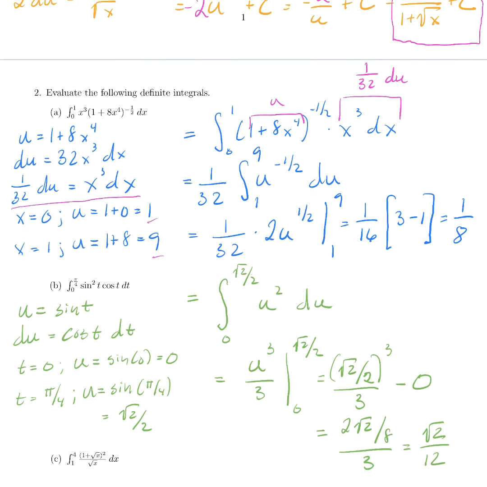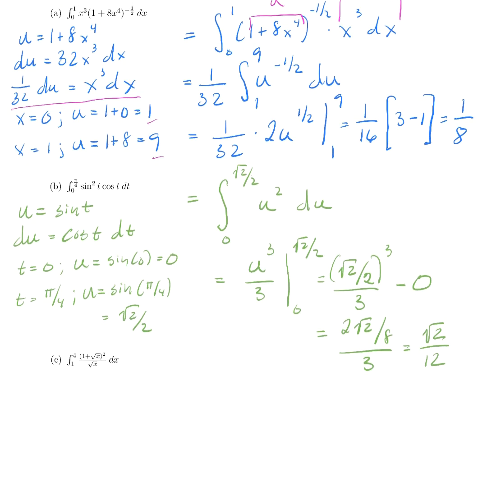I get 1/32 times the integral from 1 to 9 of u to the negative 1/2. Add 1 to negative 1/2, and it is u to the 1/2 power, so then I need to multiply by 2. So I get 1/16. And I'm just going to evaluate u to the 1/2 from 1 to 9. I get 3 minus 1, which is 2. 2/16 is 1 over 8.